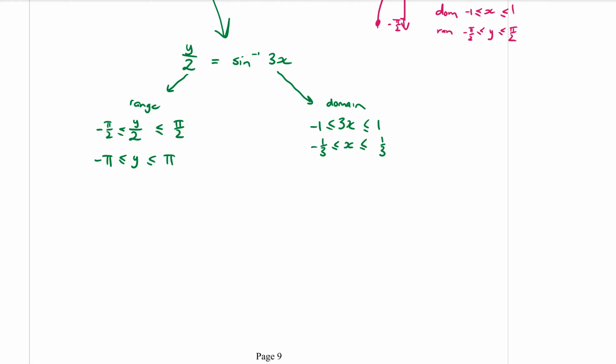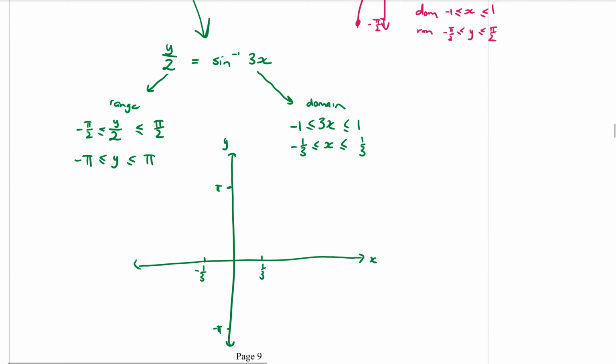So for example, let me draw this for you. My x values are between -1/3 and 1/3. So I can choose my own scale here. I'm going to make that -1/3. That's +1/3. And my range is between -pi and pi. So on the y-axis for range, +pi I'm going to put up here, and -pi I'm going to put down here.